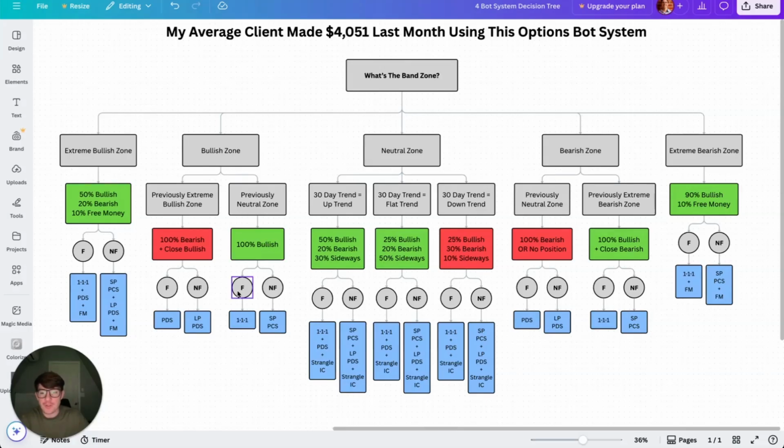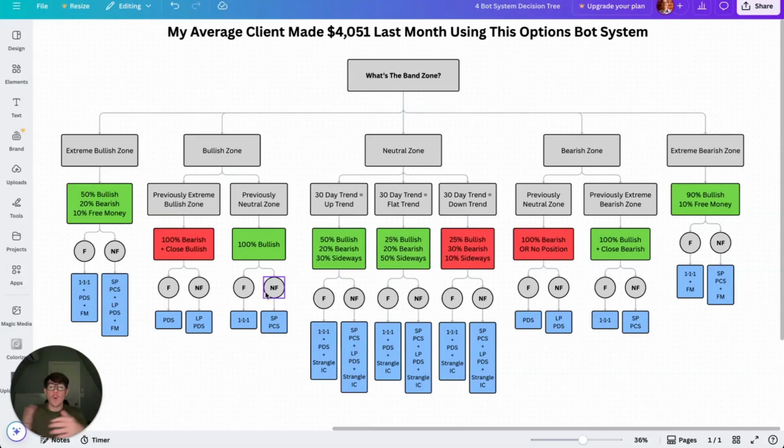If you have a futures account, F stands for futures. This is our go-to strategy, the 1-1-1 type of strategy. If you're a non-futures trader, you can go short put or put credit spread, depending on your account size. So that's how easy it is to know that no matter where the market is or what it's doing, we can handle it. Now, that's an example for this current market right now. But how do we adjust for every type of market?